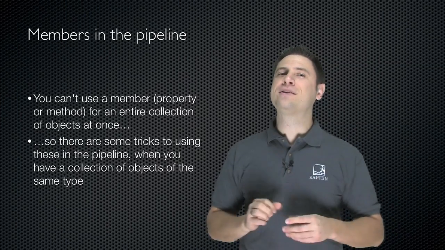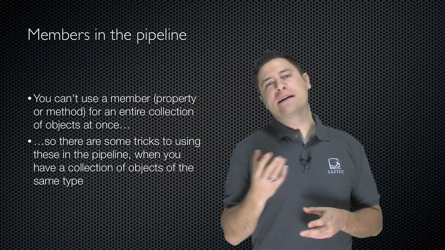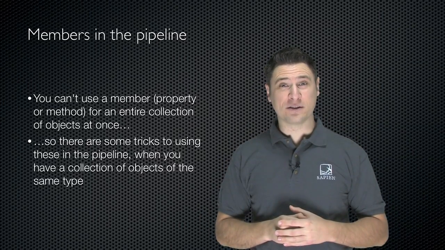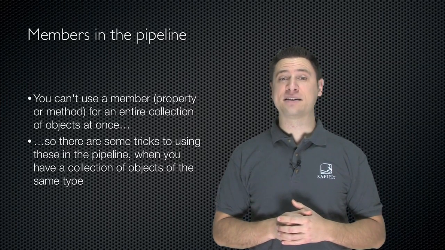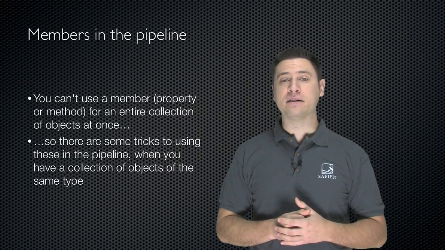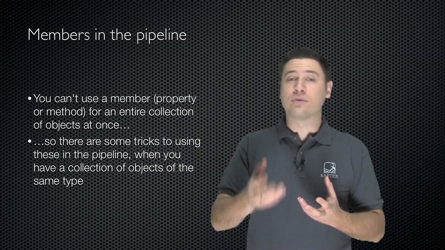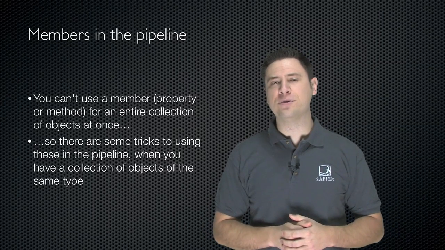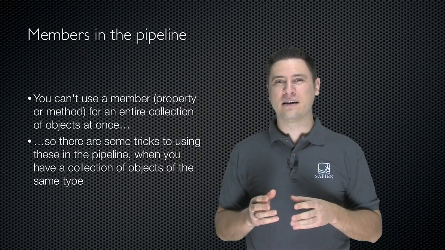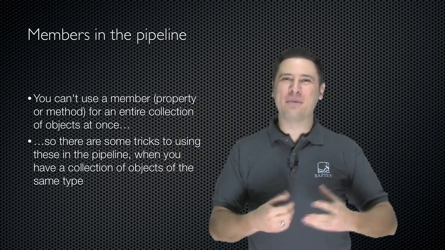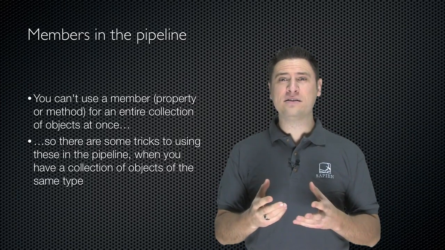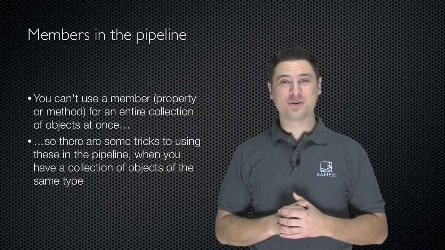So, let's talk about using those members in the pipeline. Kind of the tricky thing about these members is you can't use a member for an entire collection of objects at once. So let's take a Windows service as an example. I said that was a ServiceController object. Well, service controllers have methods like Start and Stop and Pause and Restart and so forth, things you would expect to be able to do with a service. You can't just get a bunch of services and pipe them to a method like Pause, because that's not how methods work, unfortunately. So there are some tricks to using these things in the pipeline when you need to, and we're going to take a look at what those are.